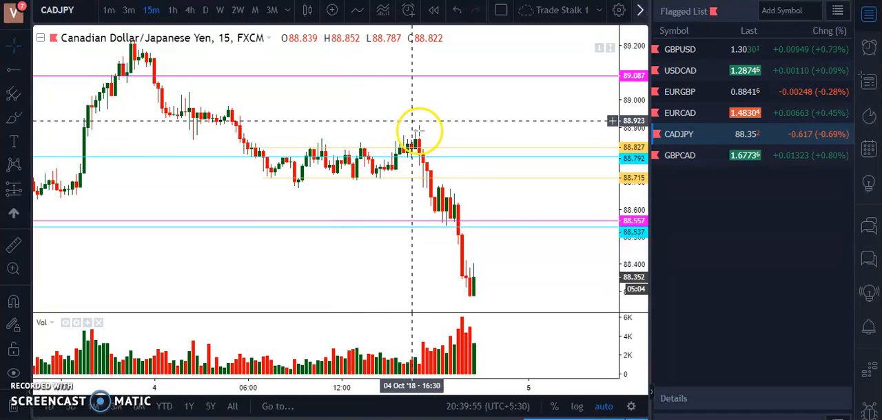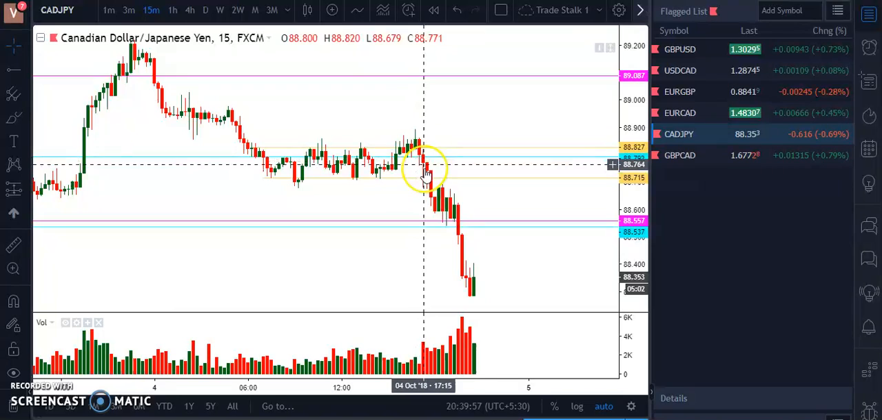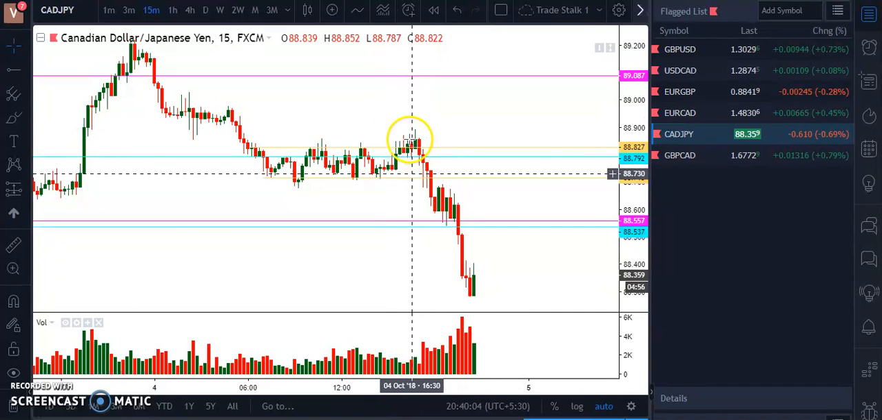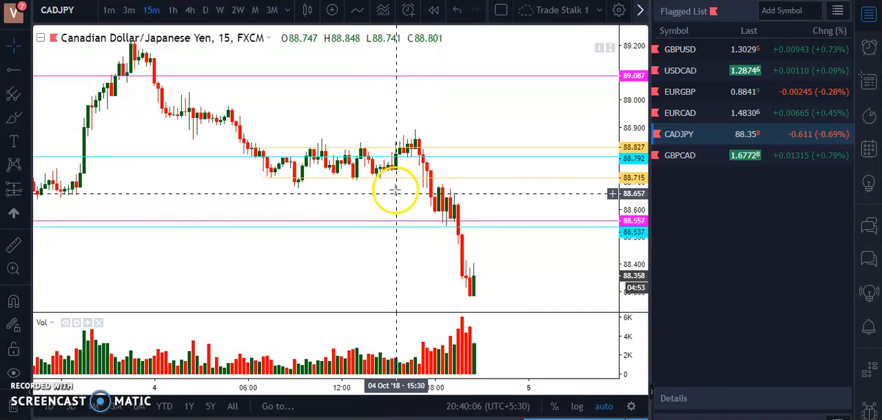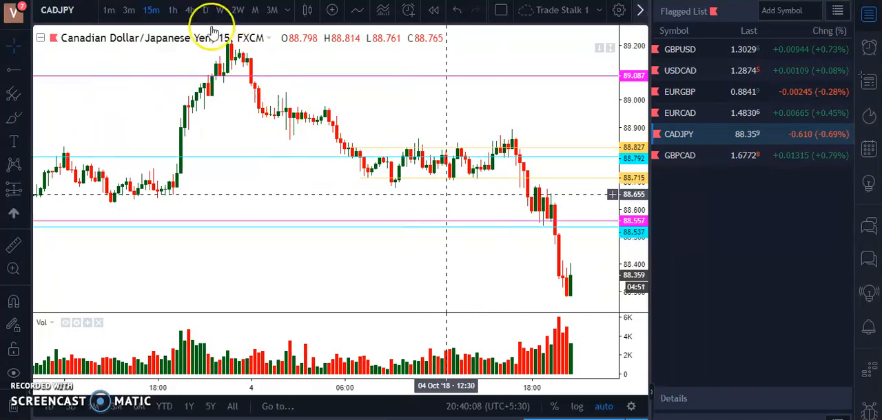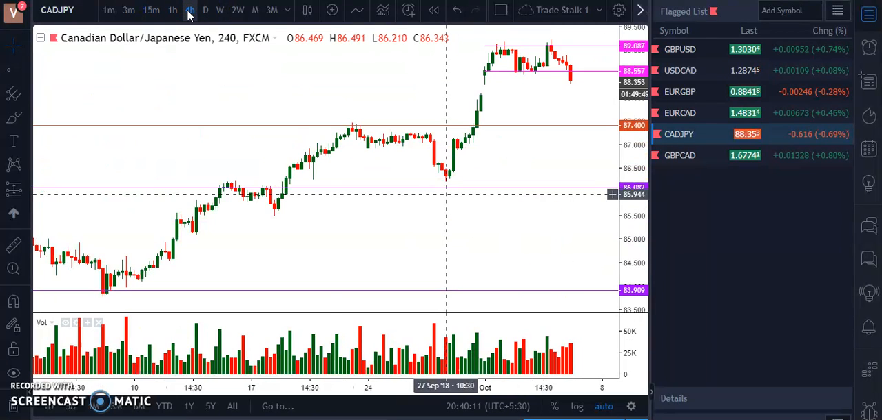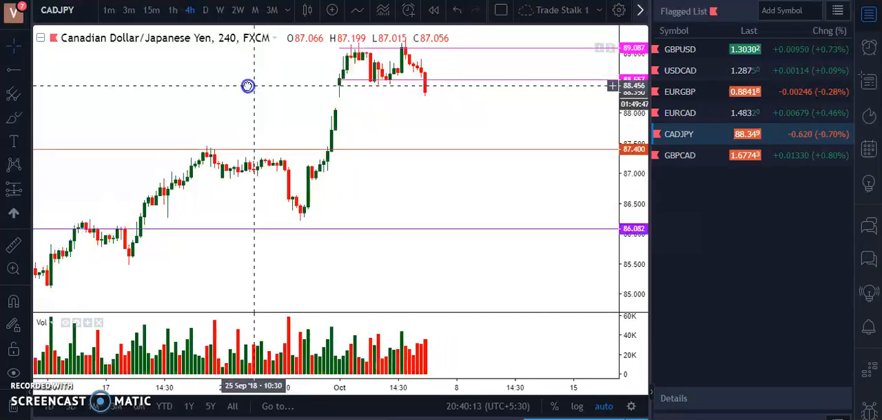Yes, CAD yen, of course. I remember this one. I was too particular for my entries, and I was not using my alerts very well. Now, CAD yen, I missed this one. I was a little confused by this one, but then I got a bit more clarity.